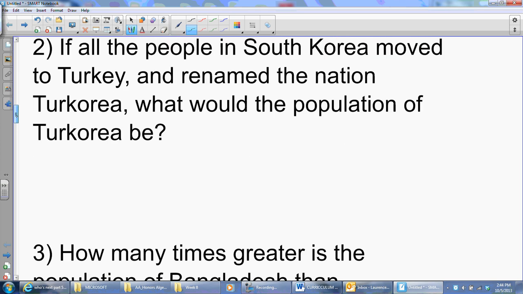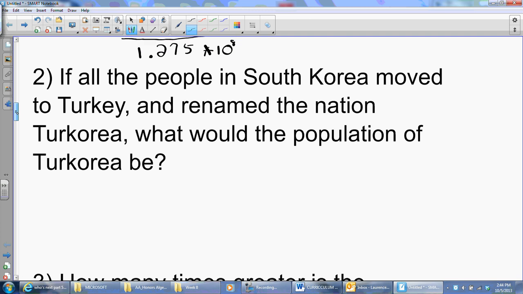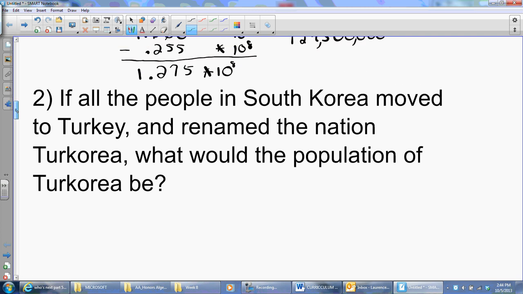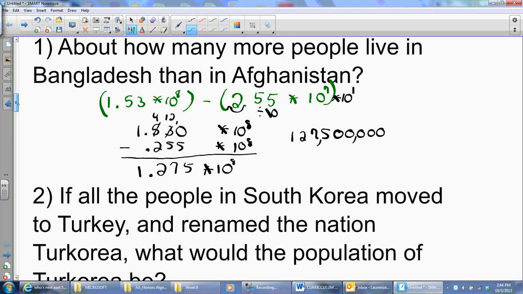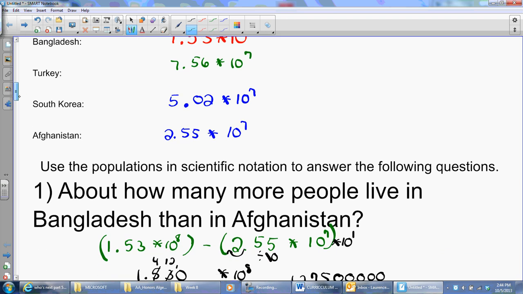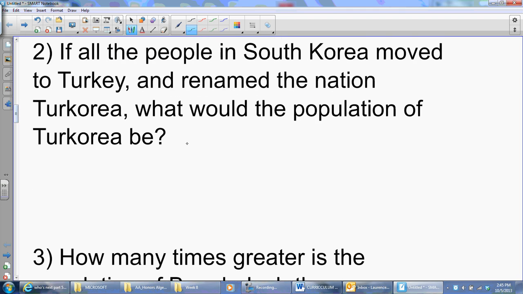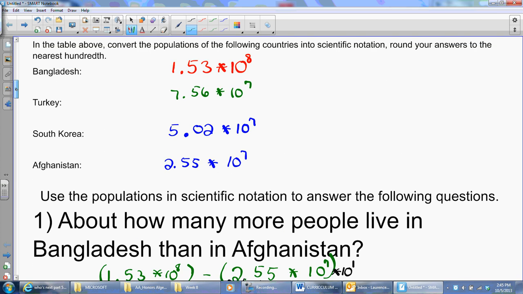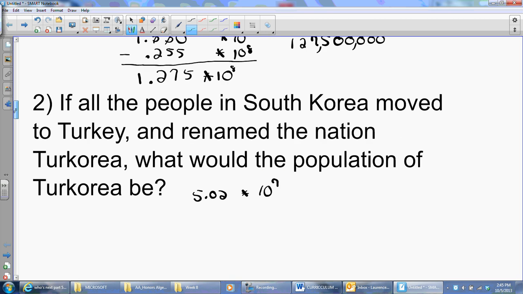All right, next problem. If all the people in South Korea moved to Turkey and renamed the nation Turkorea, what would be the population? What would the population of Turkorea be? So I need South Korea's population. Okay, 502 times 10 to the 7th. And Turkey's 756 times 10 to the 7th.